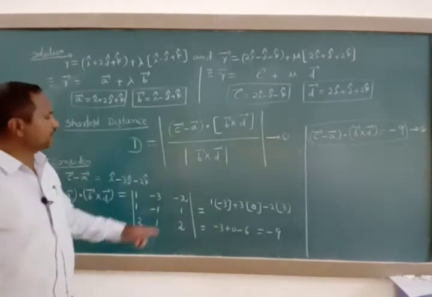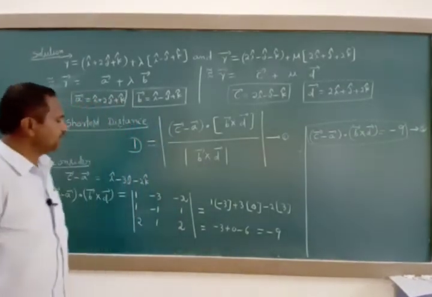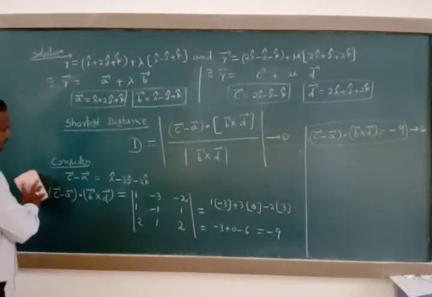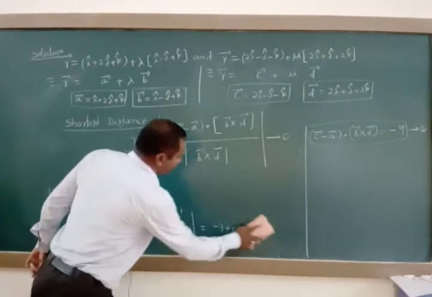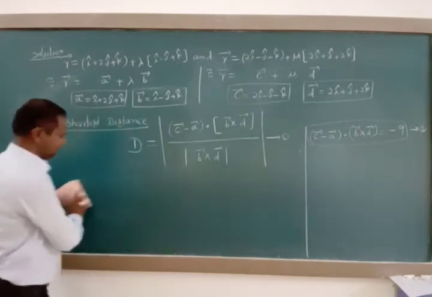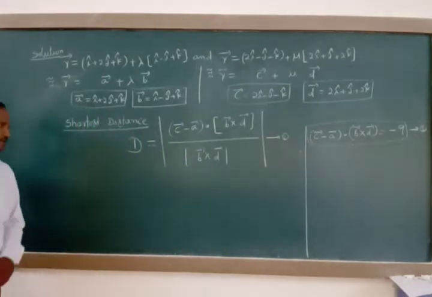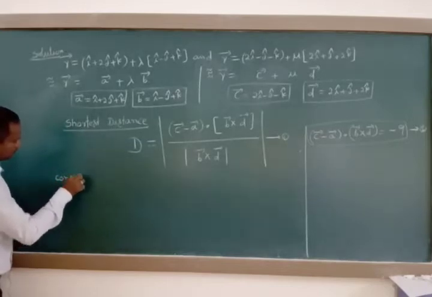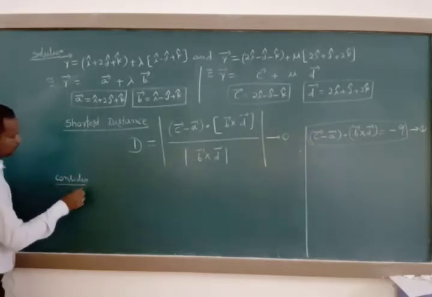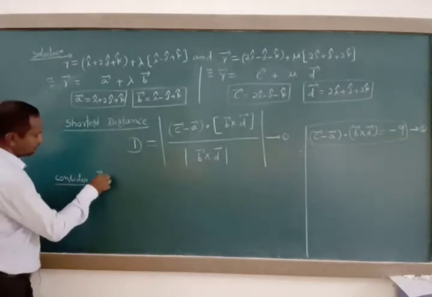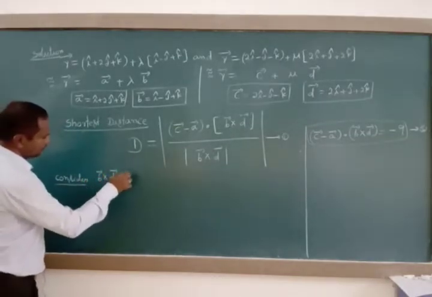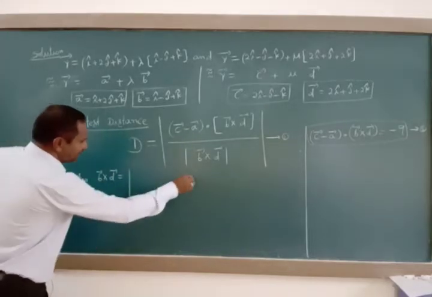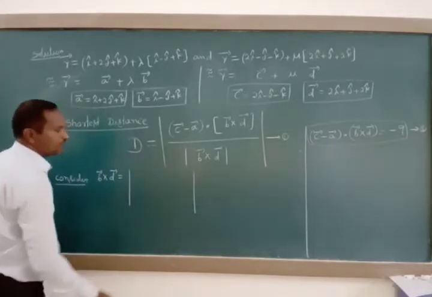What is the denominator part here? Magnitude of B vector cross D vector. Now we are discussing the value of the denominator. Consider B vector cross D vector here. Only the cross product is there between these two vectors, so we have to apply that formula.